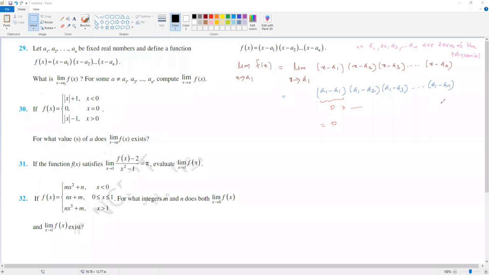Hello? Hello? Yes sir. ये आपको पता नहीं है क्या zero of the polynomial? You don't know what is zero of the polynomial, Gopal? यस सर. Zero of the polynomial पता नहीं है क्या?